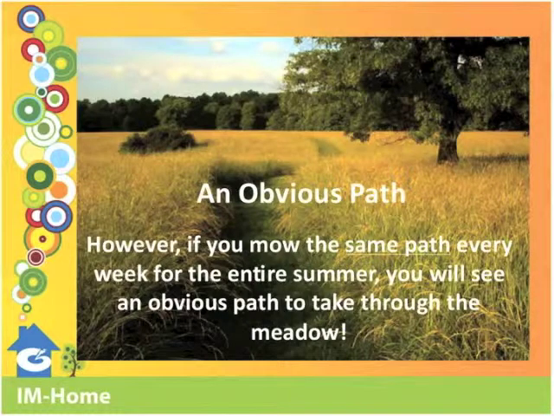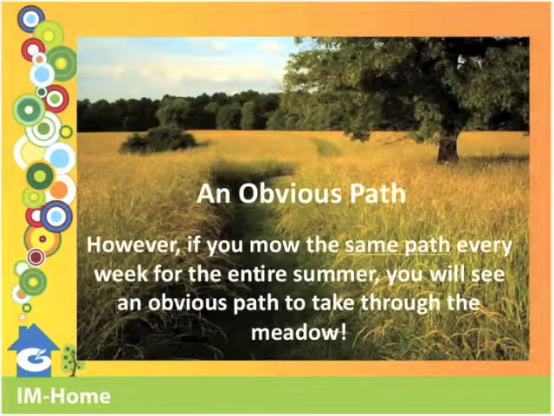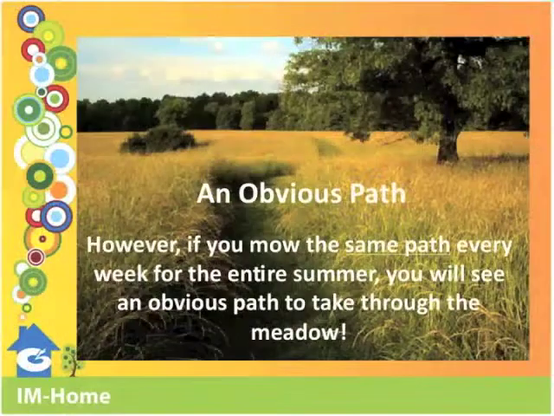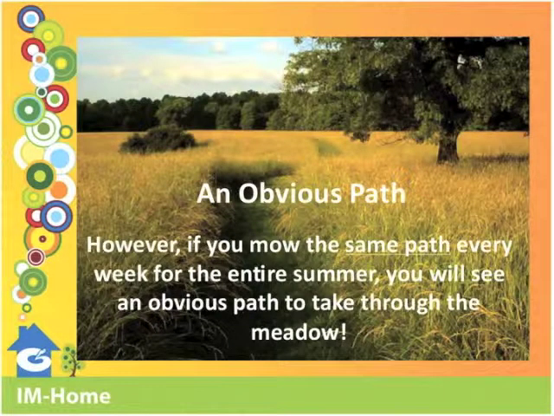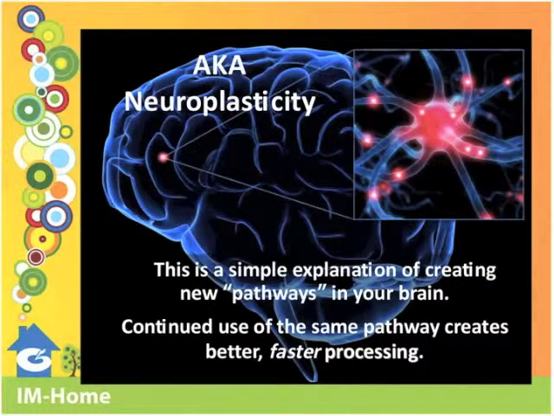If you mow the same path every week for the entire summer, you will see an obvious path to take through the meadow, even if the rest of the grass around it is overgrown. This is a simple explanation of creating new pathways in your brain. Continued repetitive use of the same pathway creates better, faster processing.